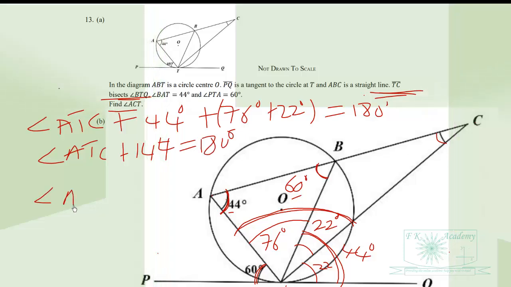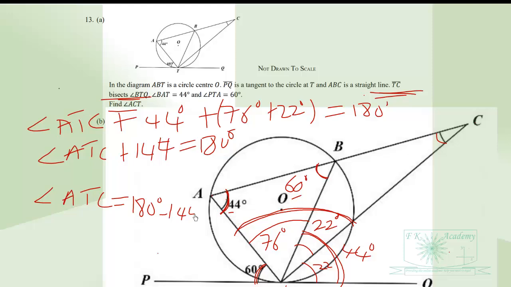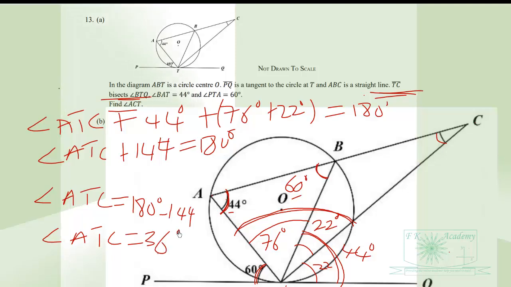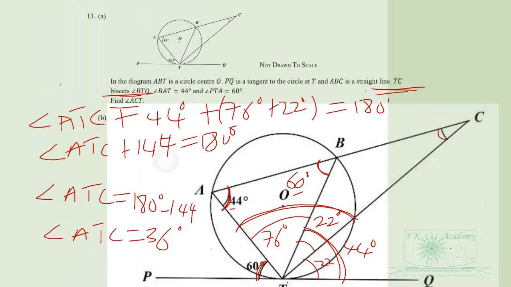So angle ATC will be equal to 180 degrees minus 144. So angle ATC should give us 36 degrees. Oh, sorry, it's rather 142. Then we have 180 minus 142, which is 38 degrees. So angle ATC is equal to 38 degrees.